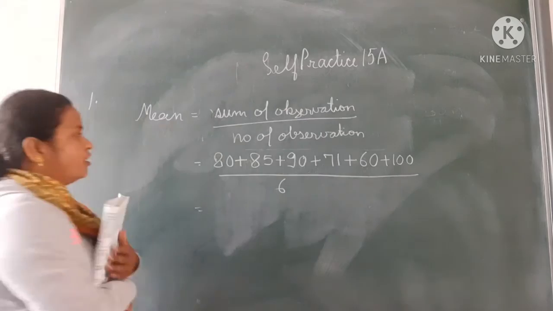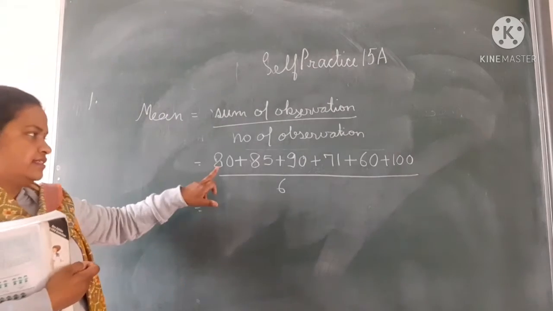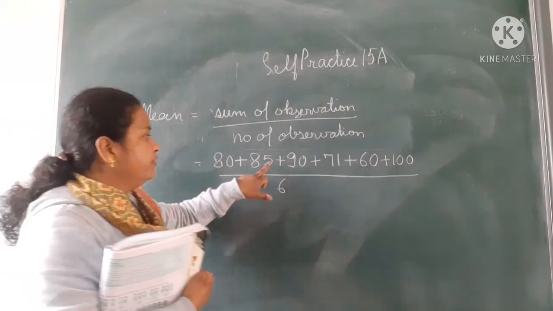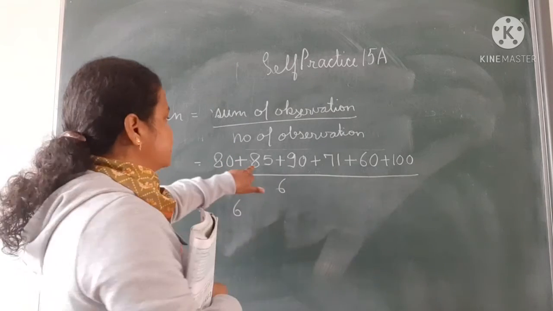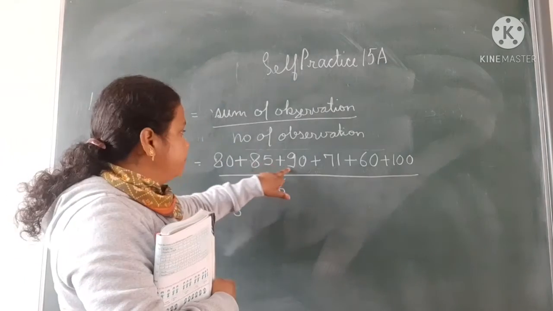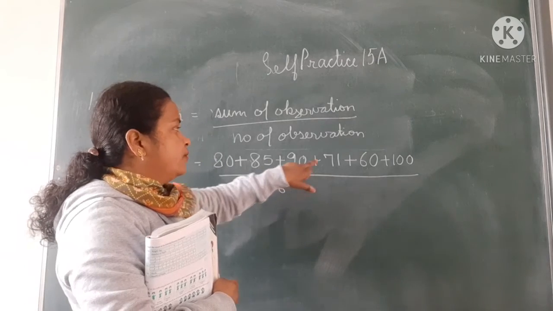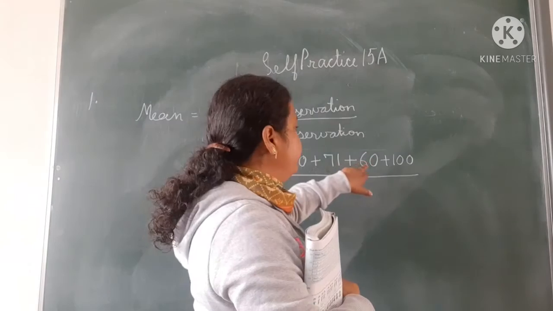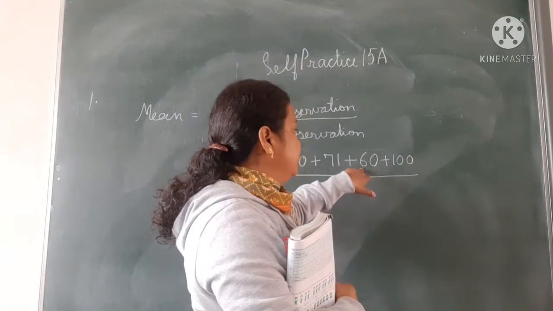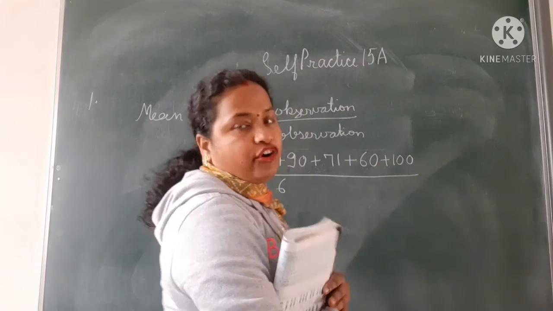Because how many observations are there? 6. Now you add: 5 plus 1, 6. 8 plus 8, 16. 16 plus 9, 25. 25 plus 7, 32. 32 plus 6, 38. And 10, 48.